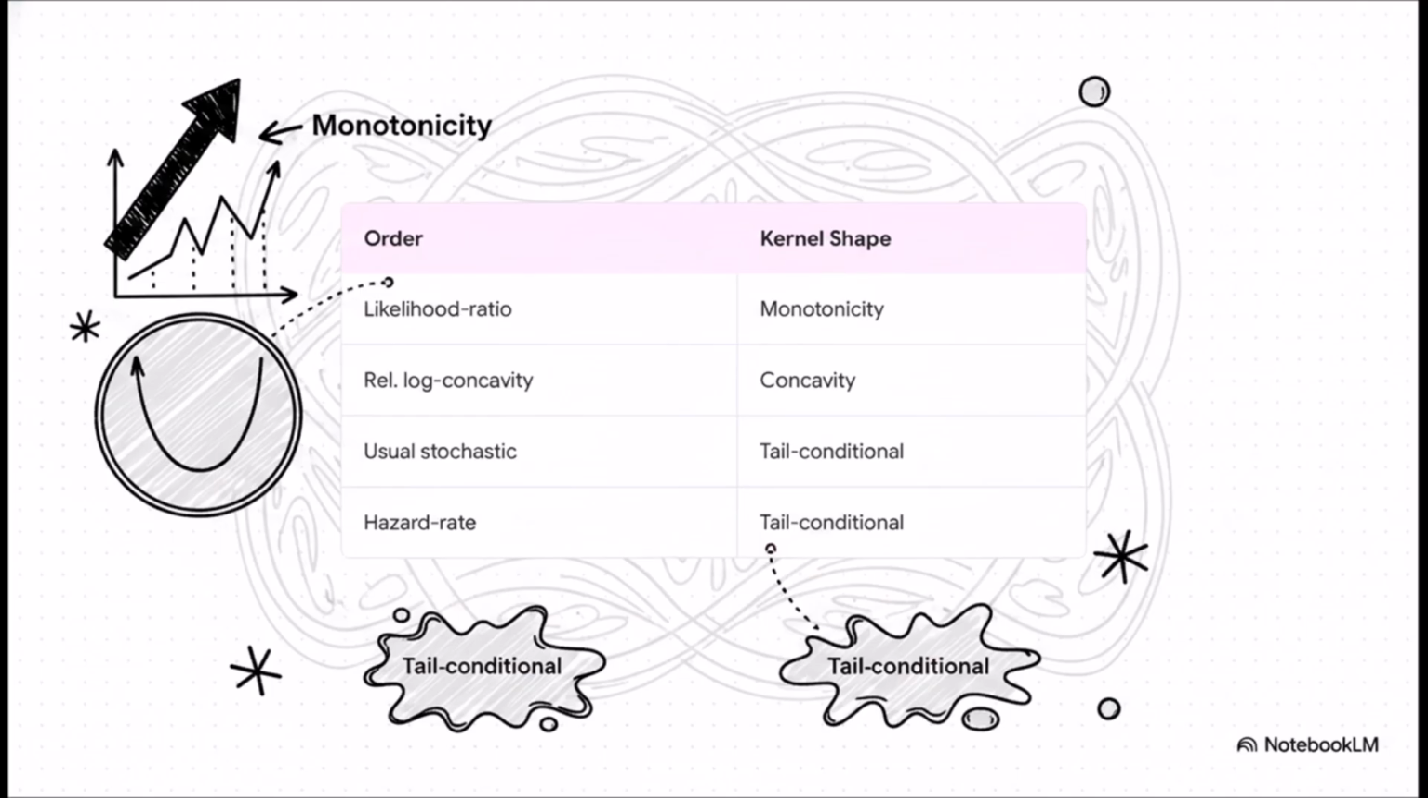Instead of doing the heavy calculus of likelihood ratios, you literally just look at the kernel's shape. As we see here, monotonicity gives you the likelihood ratio order, concavity gives you relative log concavity, and two specific tail conditional inequalities give you the usual stochastic and hazard rate orders. It is beautifully, stunningly simple. It's a unified theory for diagnostic shortcuts.